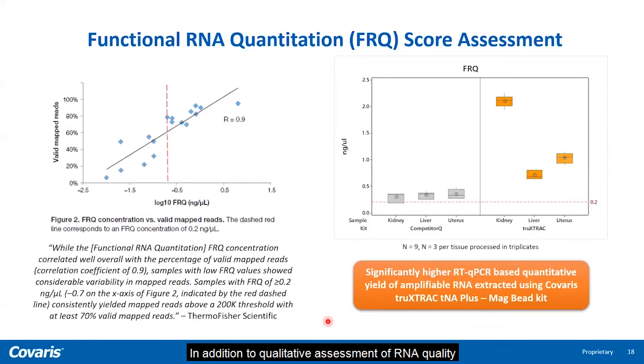In addition to qualitative assessment of RNA quality with DV200, it is critical to assess the quantity of amplifiable RNA extracted. Thermo Fisher Scientific developed the functional RNA quantitation RT-qPCR-based assay, which quantifies the concentration of amplifiable RNA and correlates it with the percentage of valid mapped reads.